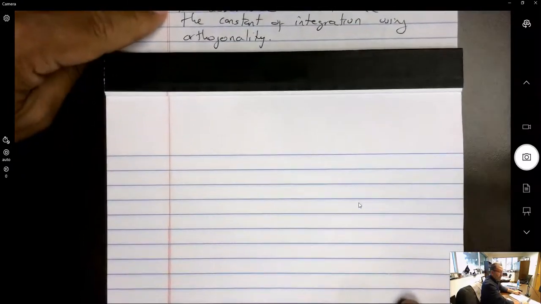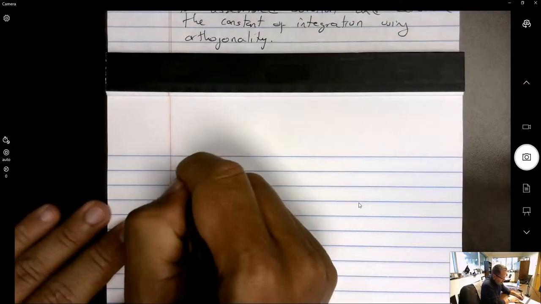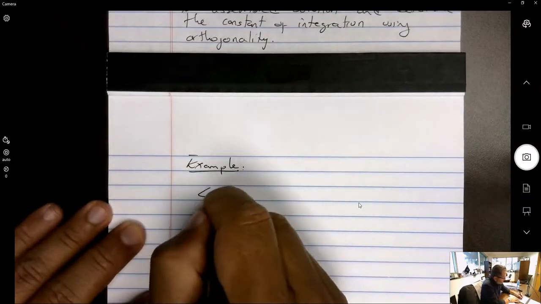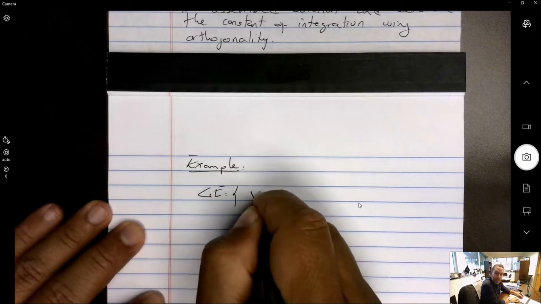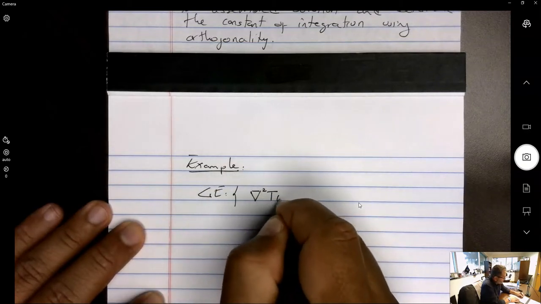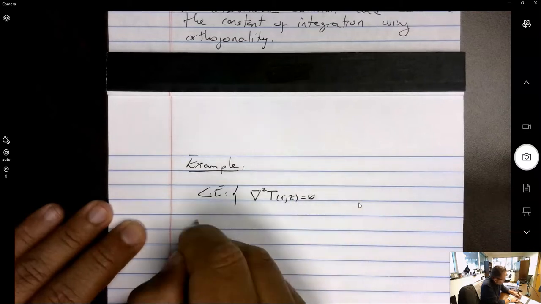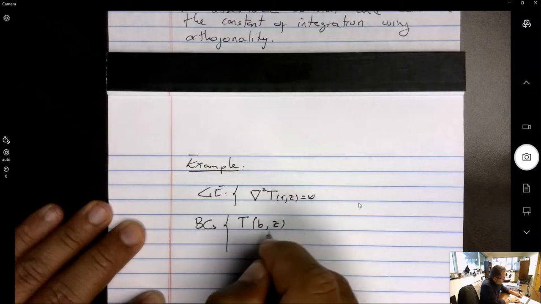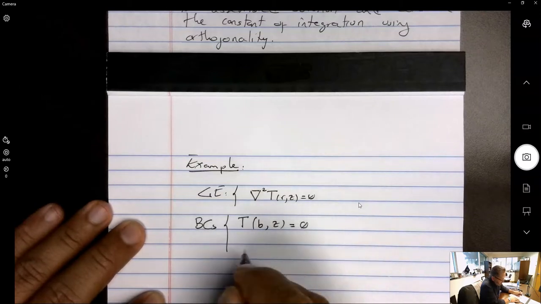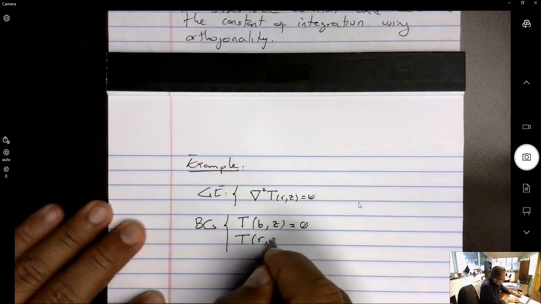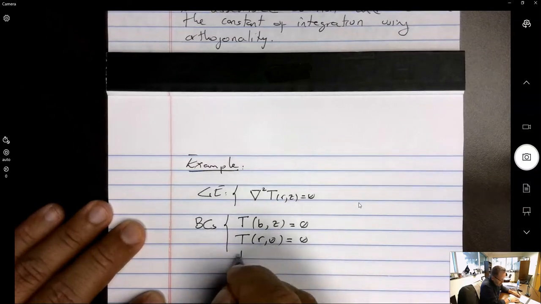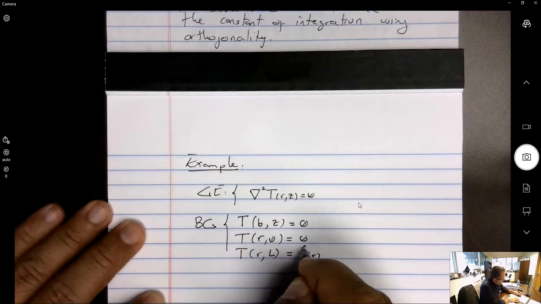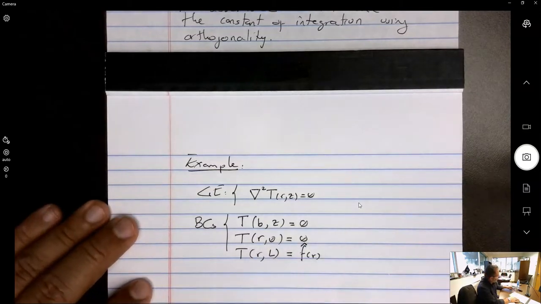Again, we're dealing with axisymmetric problems. So, example, we have a governing equation, the Laplace of the temperature T of r and z equals 0, with boundary conditions. The temperature T of b, z, so on the outside periphery, is equal to 0. The temperature T of r, 0 is equal to 0, and the temperature T of r, L is equal to some function f of r, and that's given.